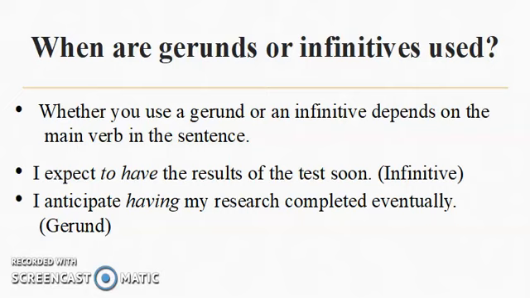I anticipate having my research completed eventually. This is using a gerund. Anticipate is the main verb, having is the gerund with the ing ending.